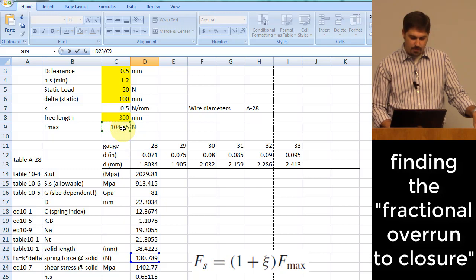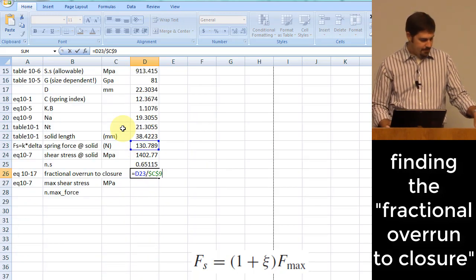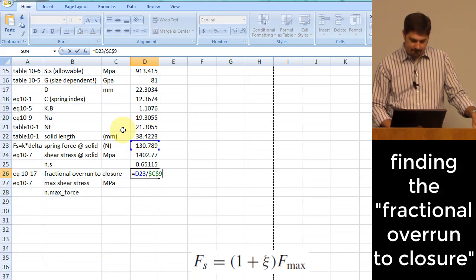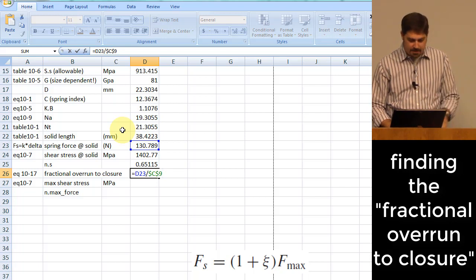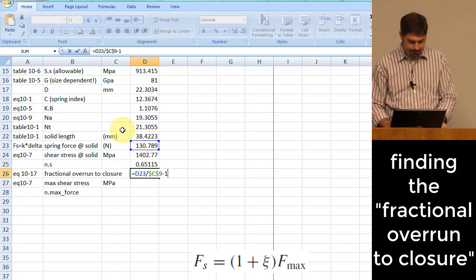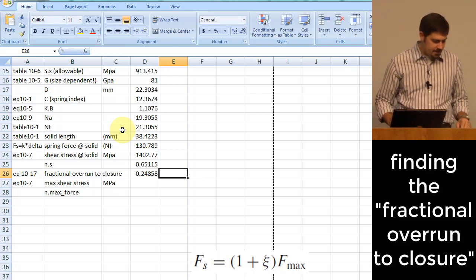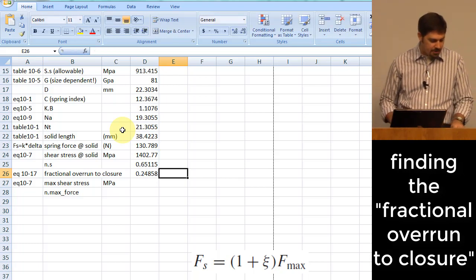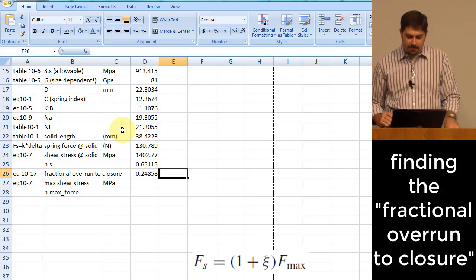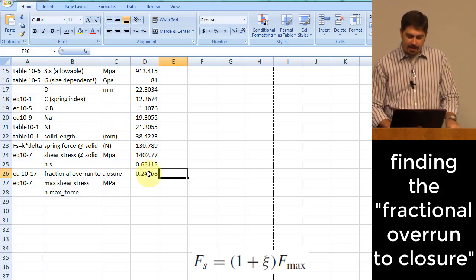Okay, 104.75. And then what? Okay, then we'd subtract 1 because that's what's in the parentheses there. And this tells me that my fractional overrun to closure is 0.24858. What's my guideline for that number?